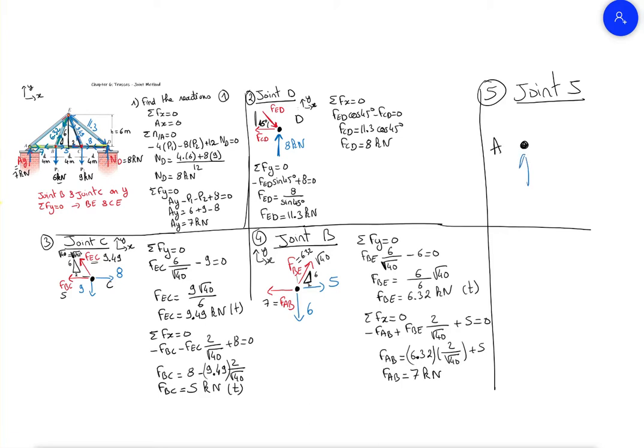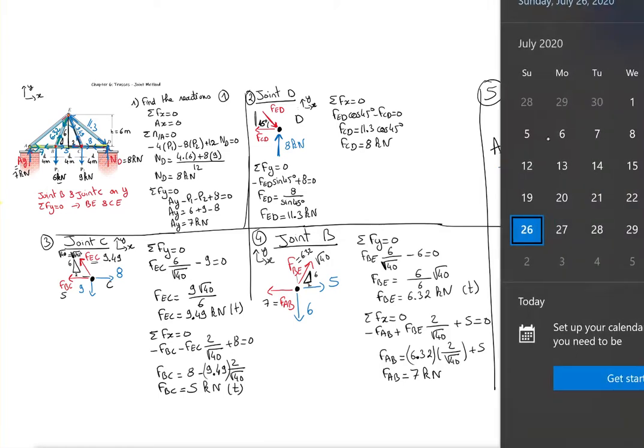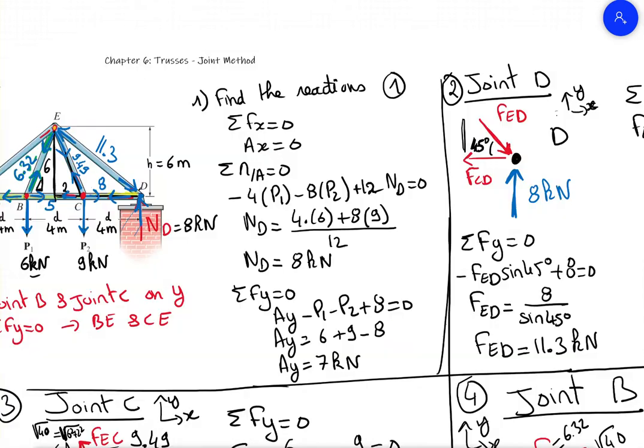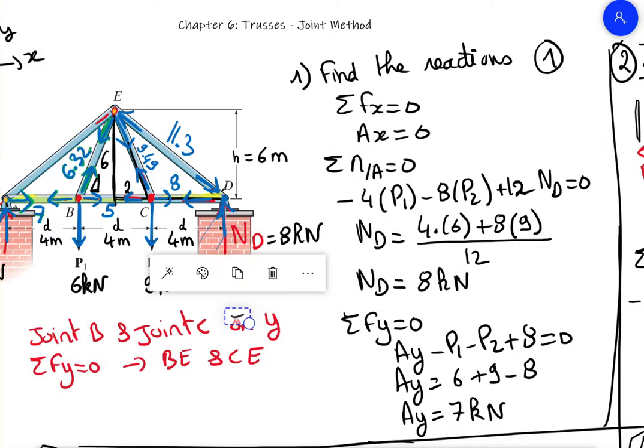At the point A, we have a Y that is equal to 7. We have this one that is equal to 7. And we have a force there that must go down and left. That is FAE that we are looking for. And that's the same angle as the beginning, so that's the big triangle. That's the 45 degrees, because if you look there, we are in this triangle. This one is 6 and this one is 6, so this one is 45 in this example.